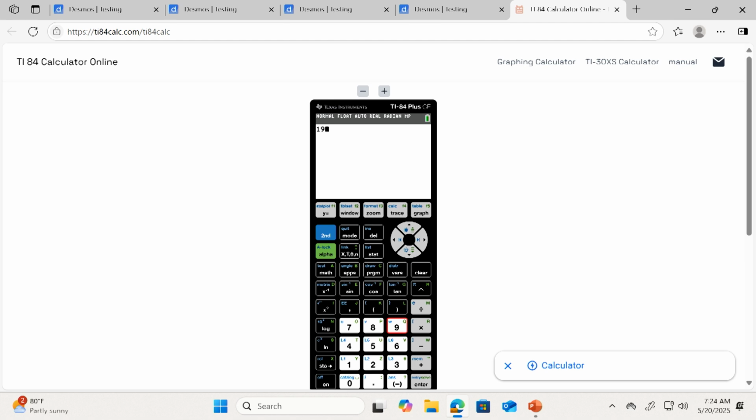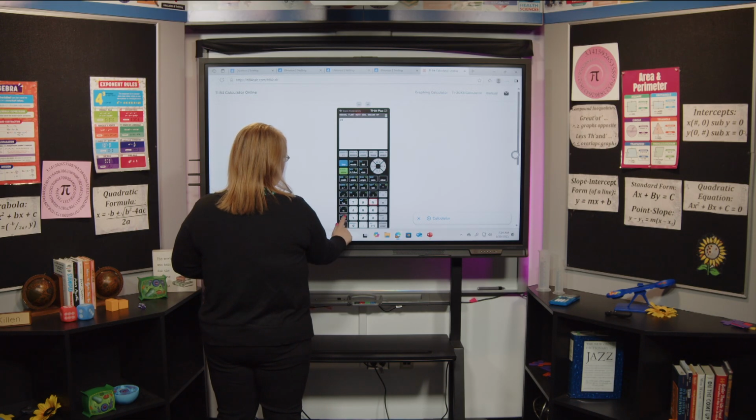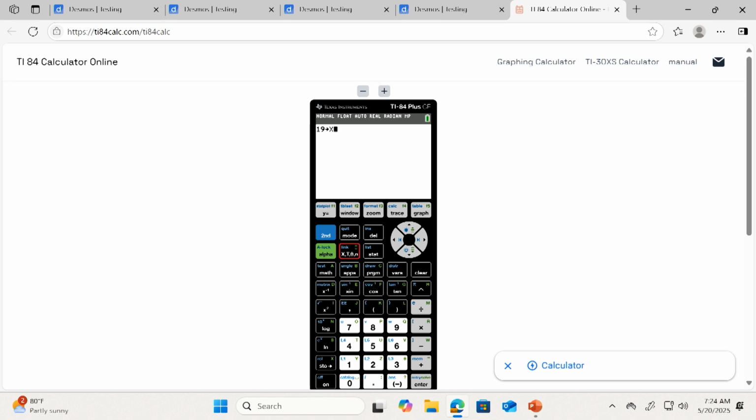The store button is when I say this is what this is. The store button is right above my on. So I'm going to hit 19 store for x, and my x is right beside my green alpha button. And I'm going to press enter. So now anytime that I put x in my calculator, it's going to be 19. So let's go back and put that expression in. 3x plus 4 equals 61. So that's exactly what I have on my paper.